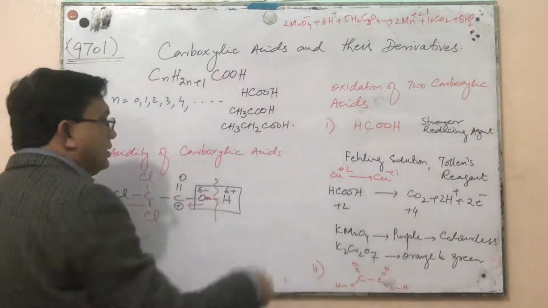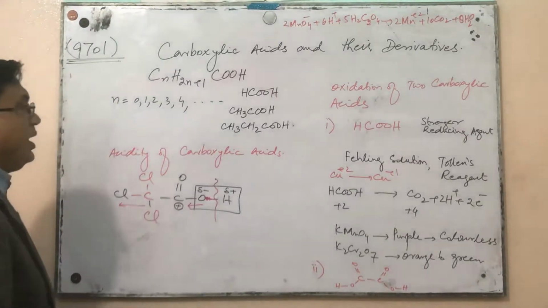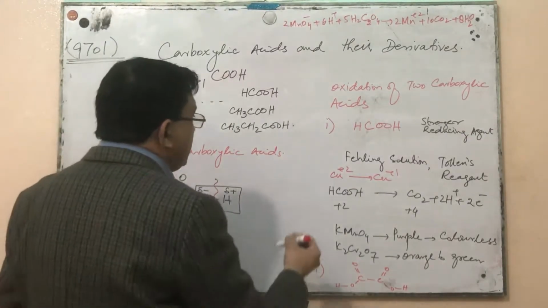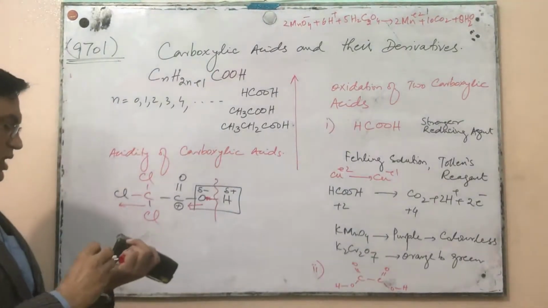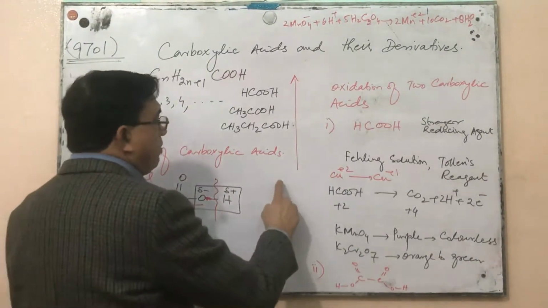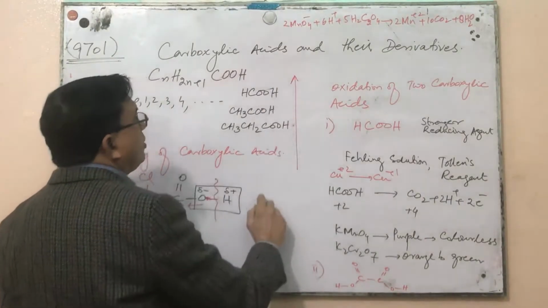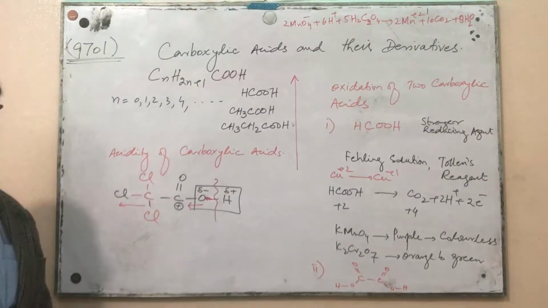From this we can represent the acidic strength just like this. Acidic strength will increase from top to bottom in a homologous series of the simple carboxylic acids.